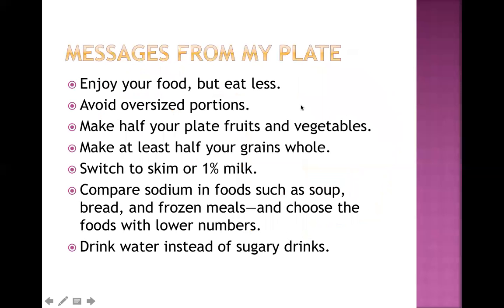Some of the messages from My Plate, you guys can read these on your own, but these very closely mimic the recommendations from the Dietary Guidelines for Americans. And this is another thing I would note about the My Plate visual. It does say grains on the plate. I wish it would say whole grains, because we're supposed to eat a large percentage of our diet coming from whole grains.